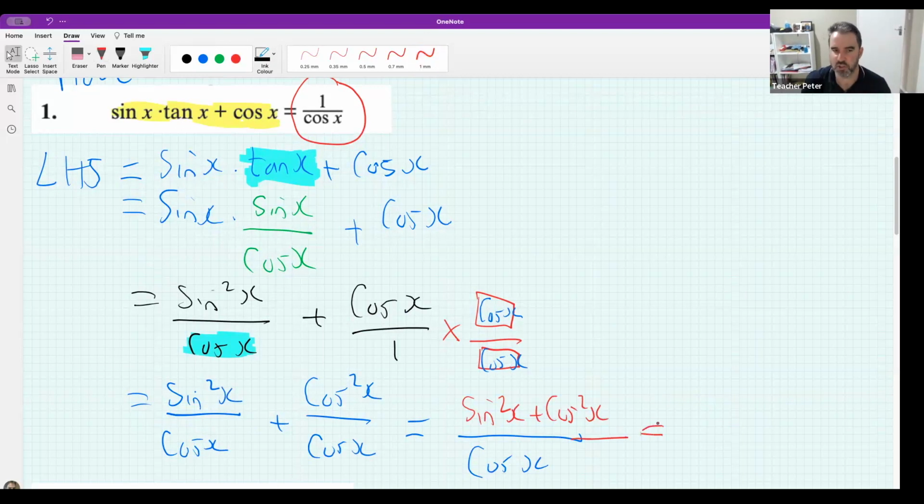But I'm still not at 1 over cos x. What do I still have to recognize? I feel like I've seen this stuff. Yes, let's go. I see your hand is up there.